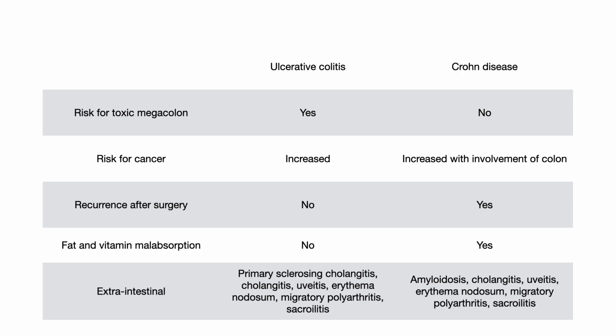I already mentioned primary sclerosing cholangitis, and that's seen in ulcerative colitis. Just cholangitis in general. It can affect the eye, uveitis, red discoloration, usually of the legs, the erythema nodosum. They get arthritis, sacroiliitis, and similar ones in Crohn's disease, adding in amyloidosis, and it's not associated with primary sclerosing cholangitis.